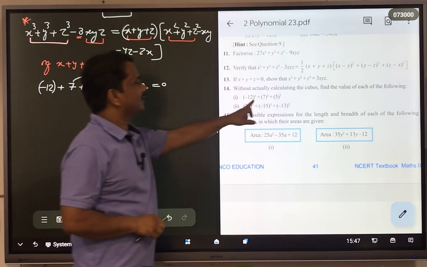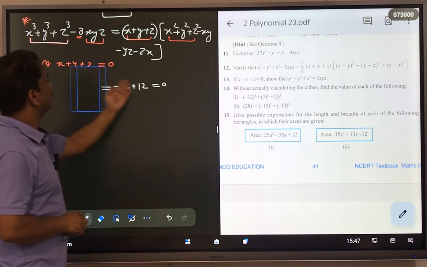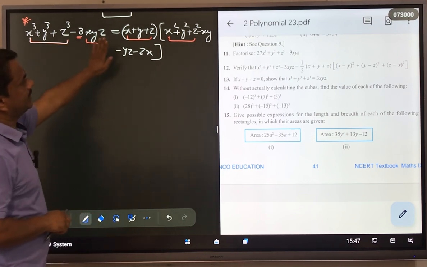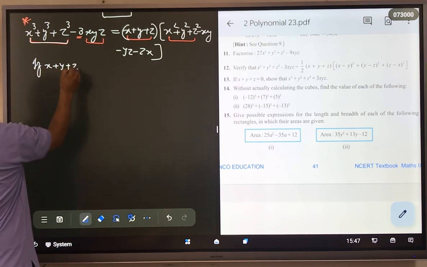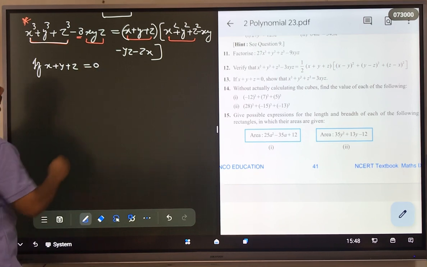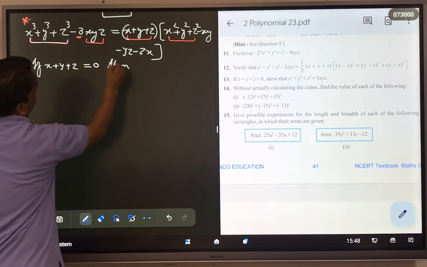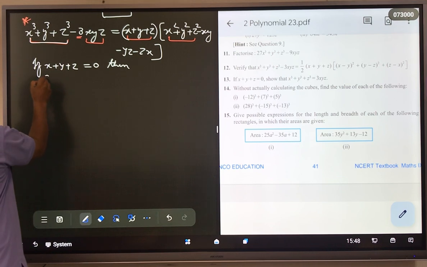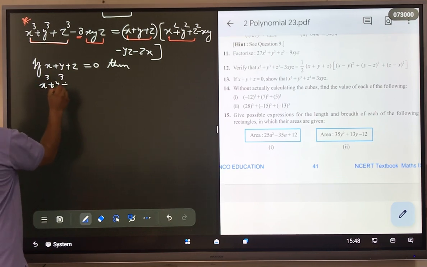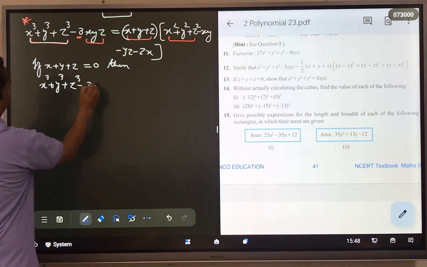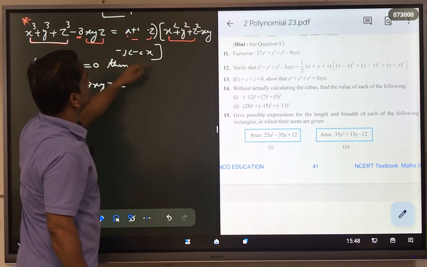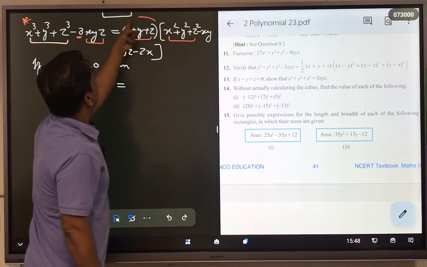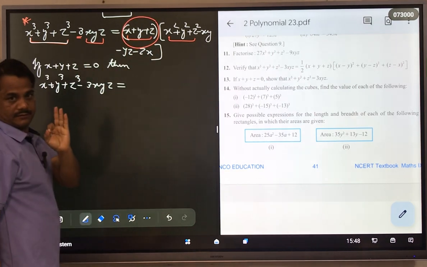What question is being asked in that question number 14? What is question 14 saying? First, I am telling that particular case. If x plus y plus z is equal to 0, then the specified case here is x cube plus y cube plus z cube minus 3xyz, and the right hand side, this entire expression will become 0. Got it?